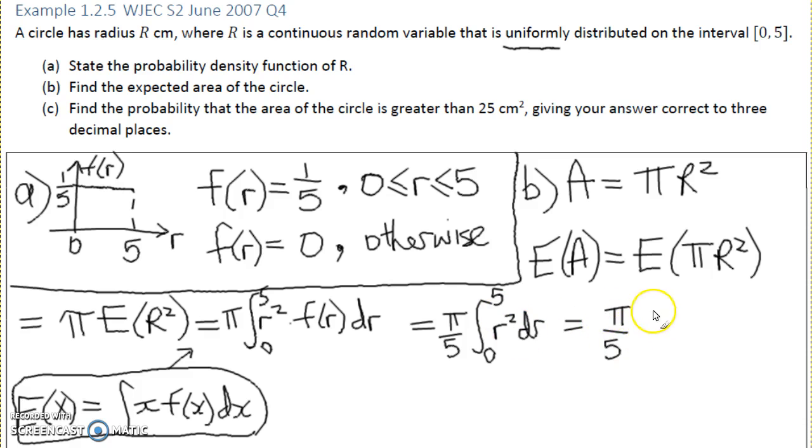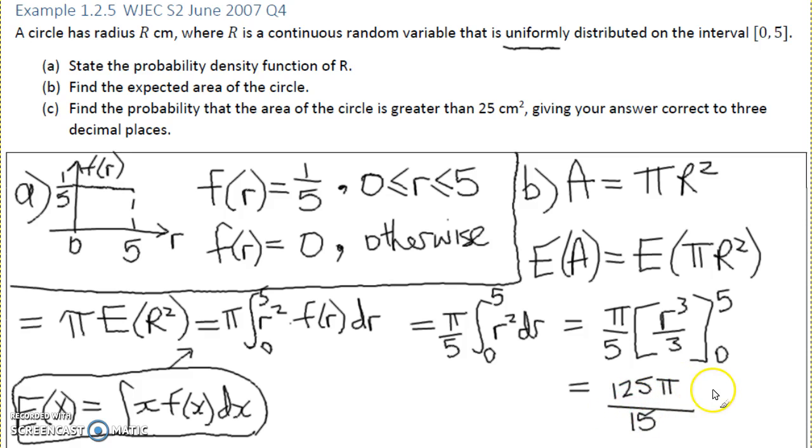We've done all the hard work now, just need to finish it off. So integrate, put the limits in, and we get 125 pi over 15, which cancels down to 25 pi over 3, because top and bottom have a common factor of 5. So that's the expected area of the circle, 25 pi over 3 units squared.